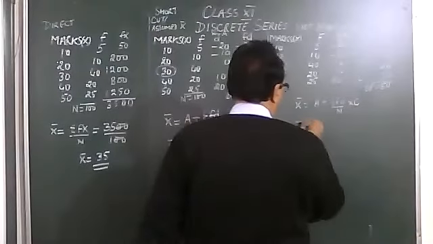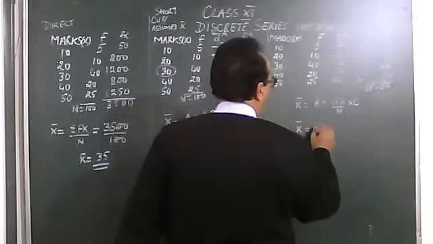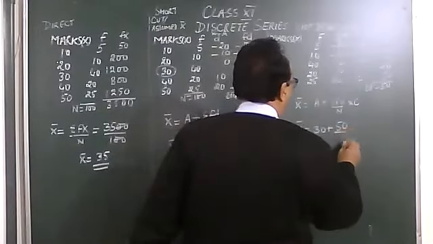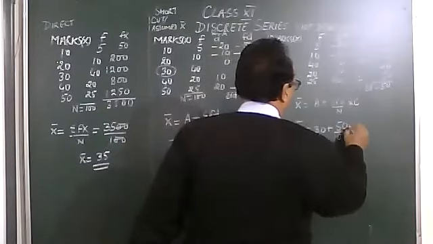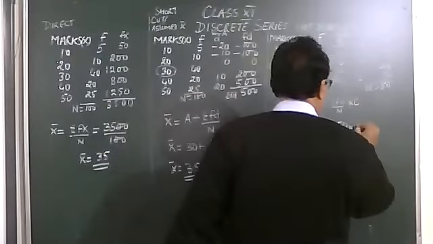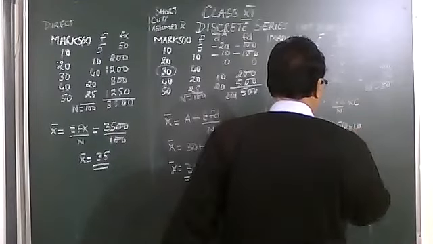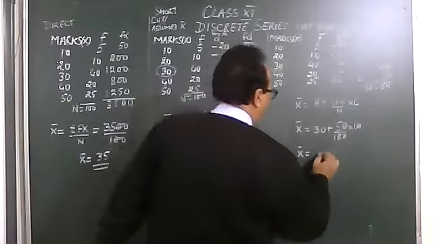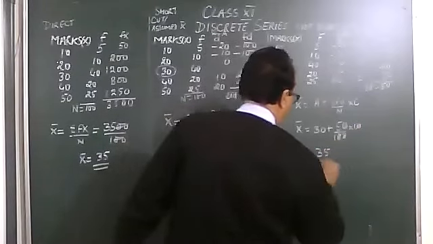So the mean is equal to what did we assume? 30 plus 50 upon 100 into the common factor 10. Mean is equal to 30 plus 5, 35.